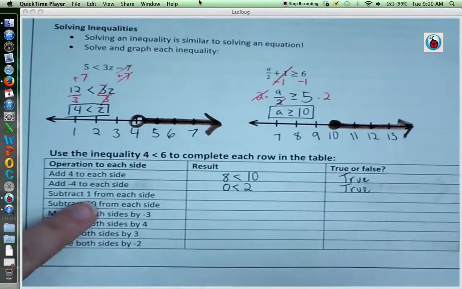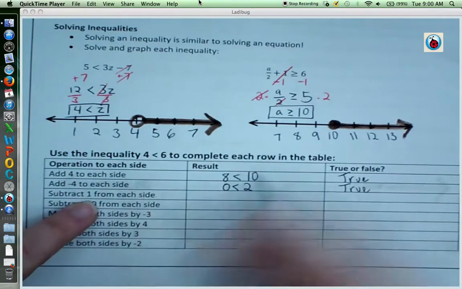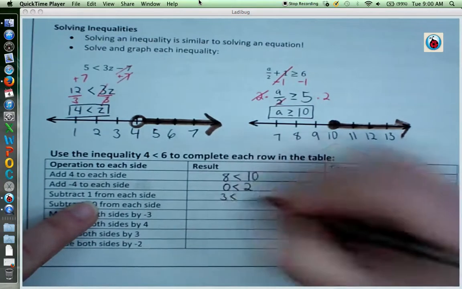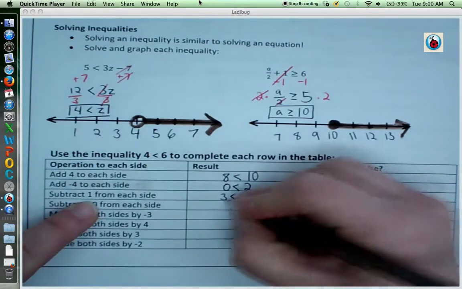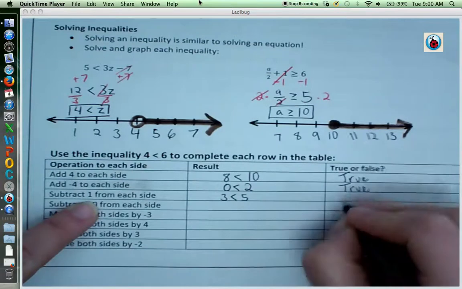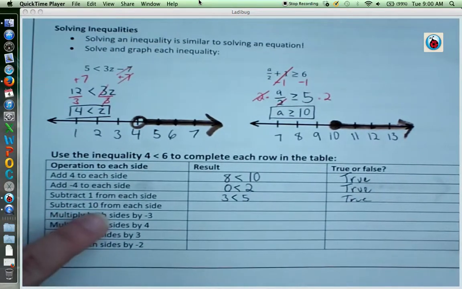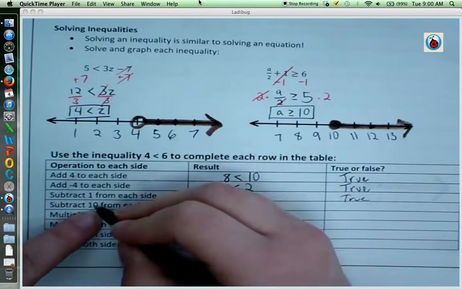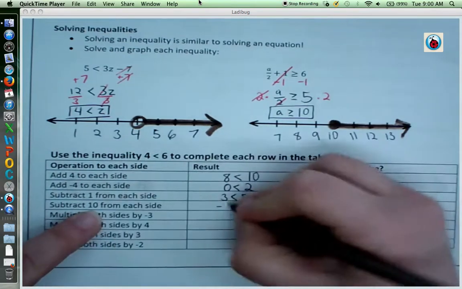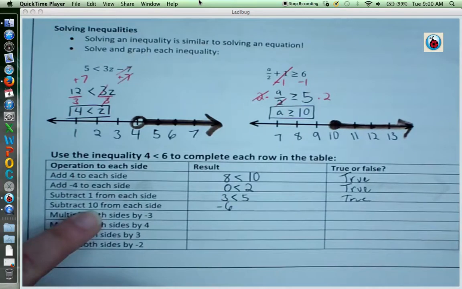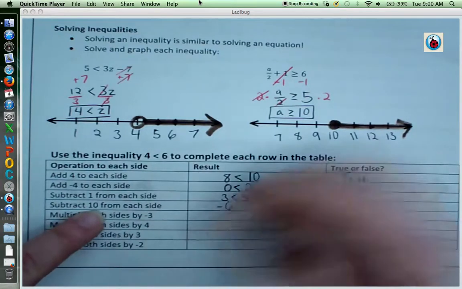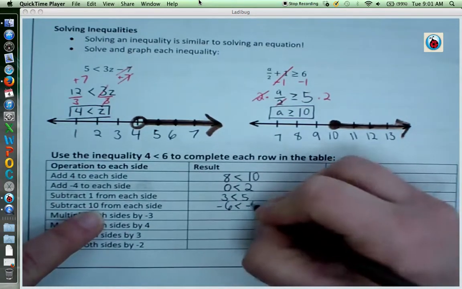If I subtract 1 from each side, 4 minus 1 is 3. 6 minus 1 is 5. 3 is less than 5. Yep, that's true. Okay, subtract 10 from each side. 4 minus 10 would be negative 6. 6 minus 10 would be negative 4.